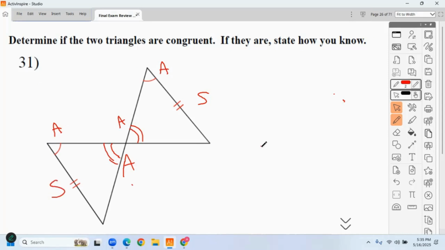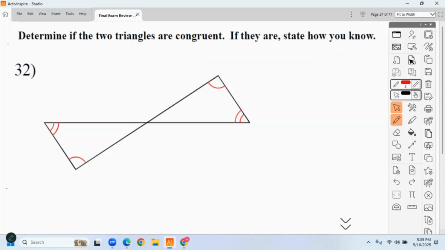Okay. So therefore, congruent by angle, angle, side. Done. And we got it. So 31 is done and done. On to the next.